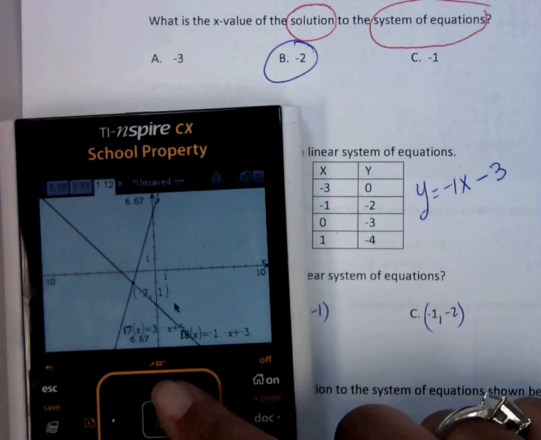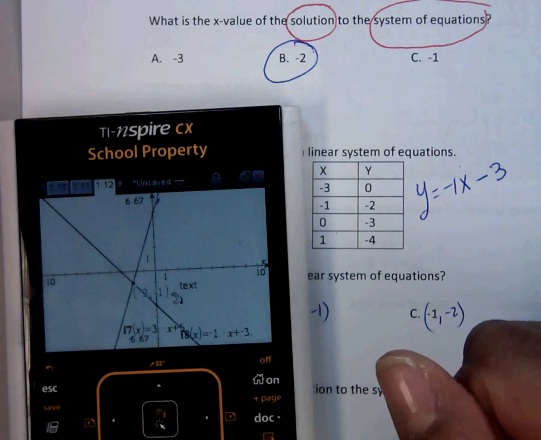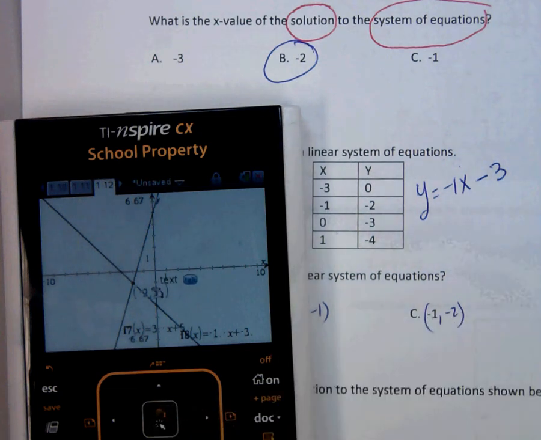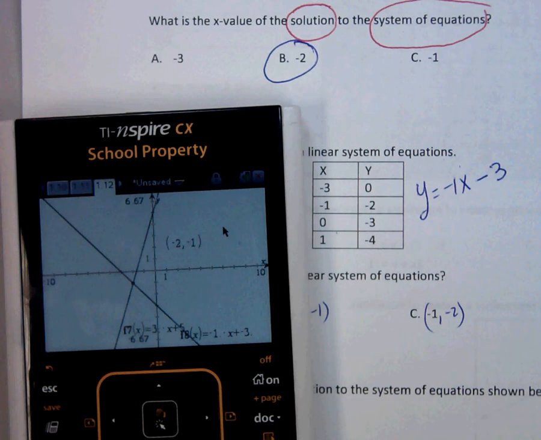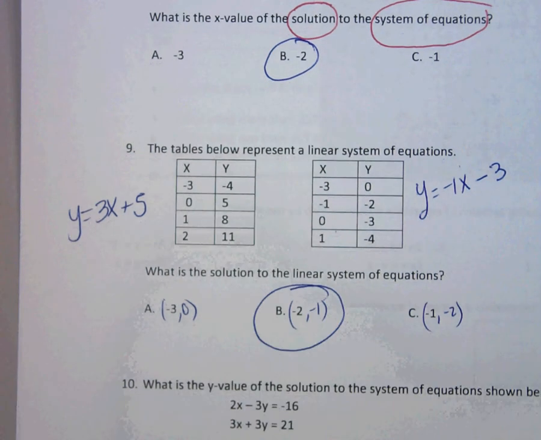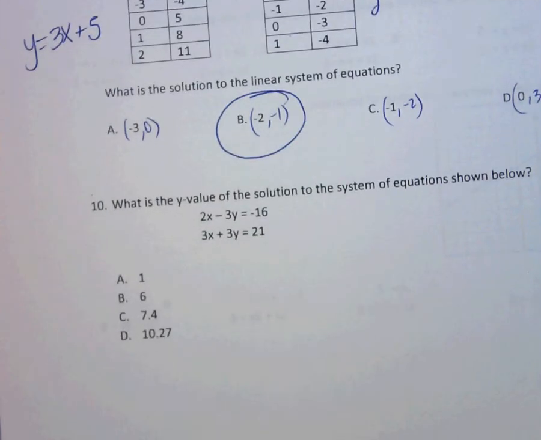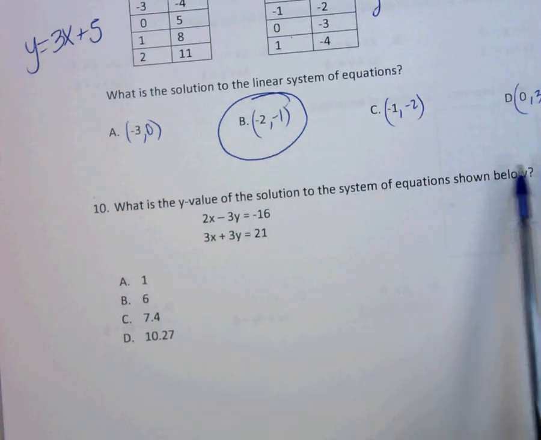If you want to move that point so you can see it, I need to put those open hands that you see on top of the point. So let's do that. Done. Click and hold. It closes it. Now move it out of the way into an open space so you can see it. Click, it releases it. We can verify that it is (-2, -1). Number 10. What is the y value of the solution to the system of equations shown below?